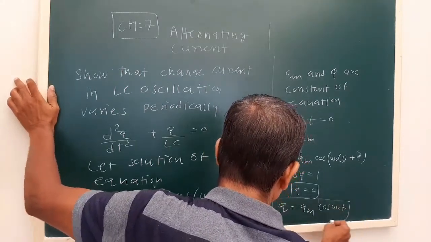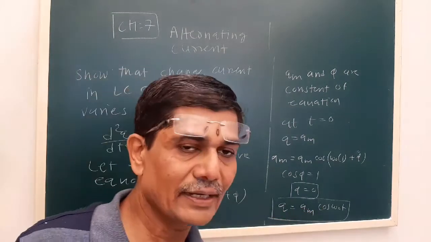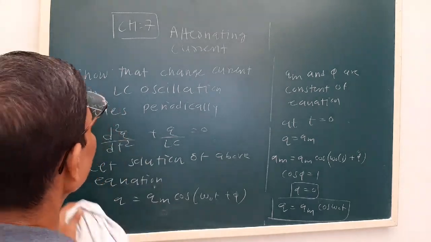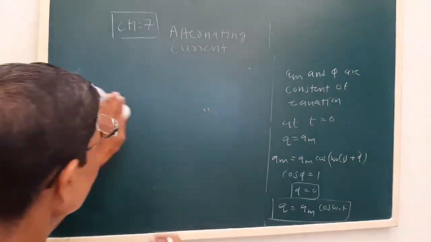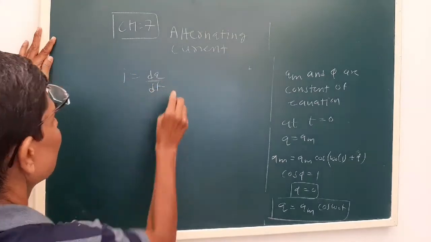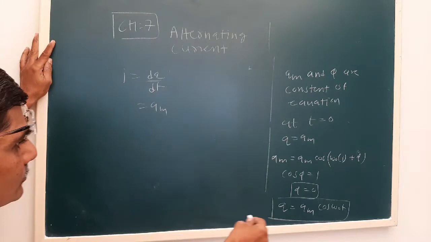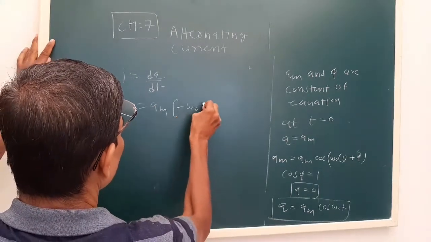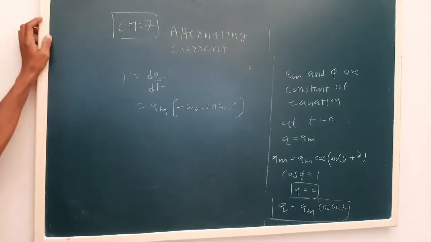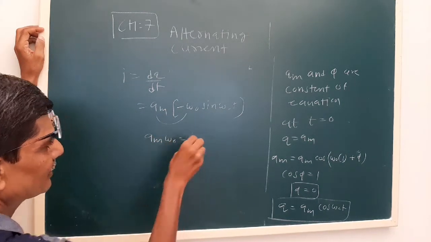So here what we see is the charge is a periodic function, as cos omega 0 t is a periodic function. Now from that we can obtain current. We know I is equal to minus dq by dt, that is qm omega 0 sin omega 0 t. Now qm into omega 0 is Im, that is the maximum current.